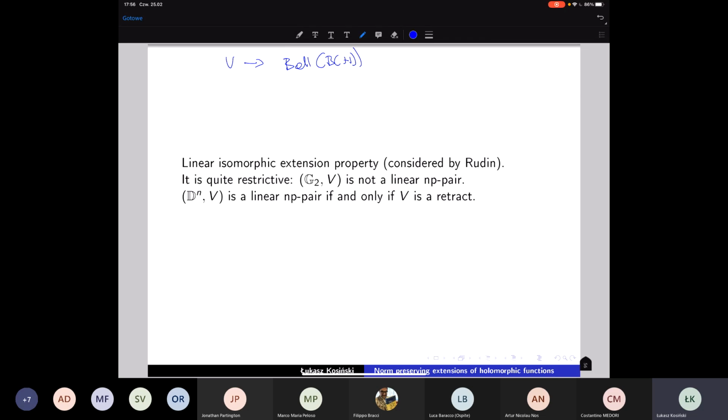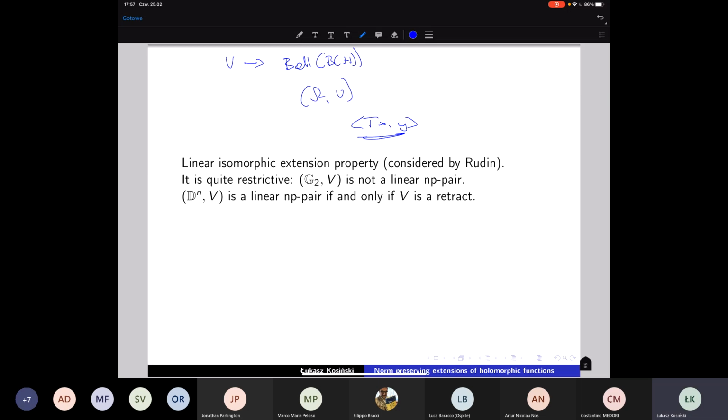Nevertheless, there is a weaker notion, which I mentioned. This is linear extension, and if this pair is a linear NP pair, then it is a complete NP pair. This is because of how we compute norms of operators. This is a combination of linear maps.